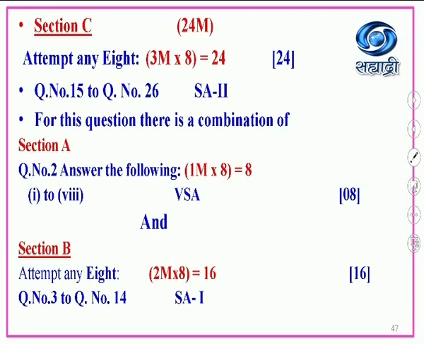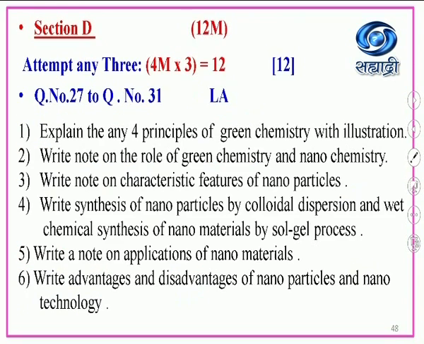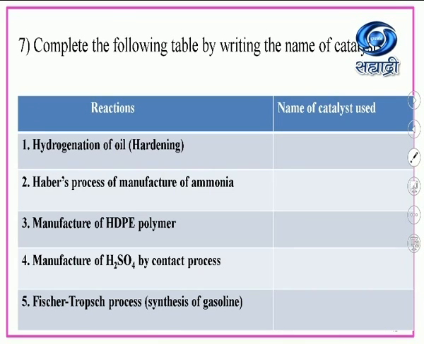meta-hydroxybenzaldehyde. So this is section C. Okay. It carries 24 marks. Each question carries 3 marks. There are 8 questions. Okay. For this question, there is a combination of section A and section B. Section D carries 12 marks. Okay. These are the questions including this. Okay. You can try it yourself.